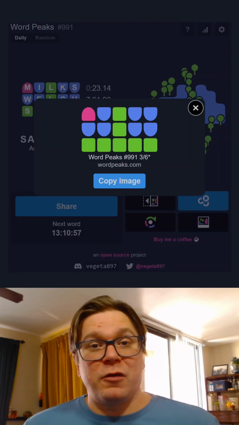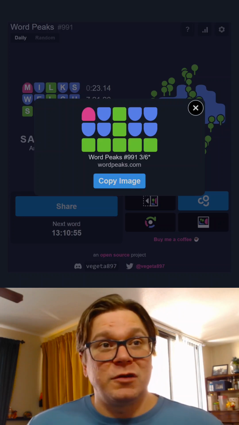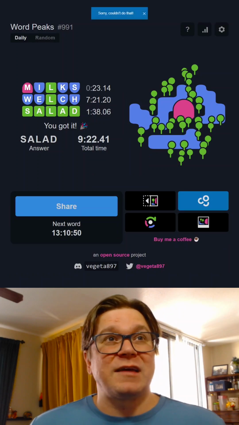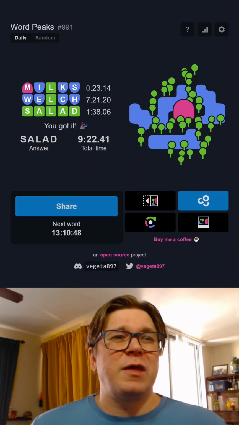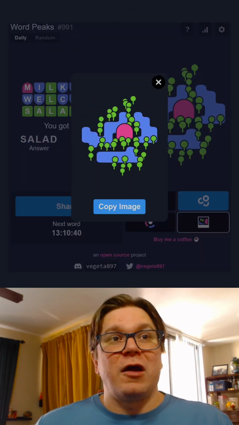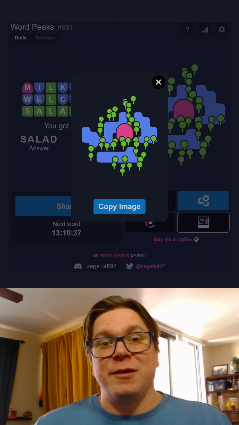So you can also share the image of your solution with friends. You can't do that in the comments, but you can share the text, I believe. It says that I can't do that, but give it a try. See if it works for you. Then I can also share the image of the landscape, which is fun.